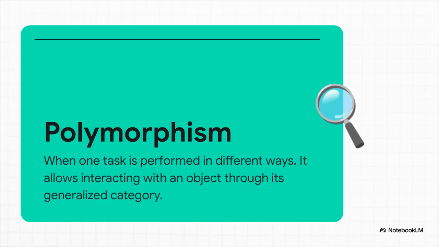This definition really nails it. It's all about being able to write code that deals with the general idea of something, like a vehicle, without needing to worry about the nitty-gritty details of whether it's a car, a race car, or a motorcycle. We're basically interacting with one single interface that can show up in many different forms.